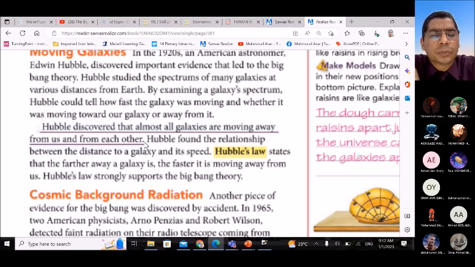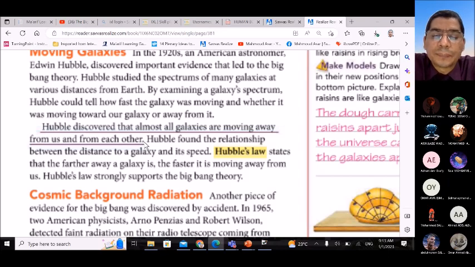Hubble found this; this is the result that he found. Yes, the result is that they are moving away. They don't stop. They move away. Stop. There is a relationship between the distance of the galaxy and its speed. If it is farther away, is it faster or slower? We will see now. Let's see the explanation of this.